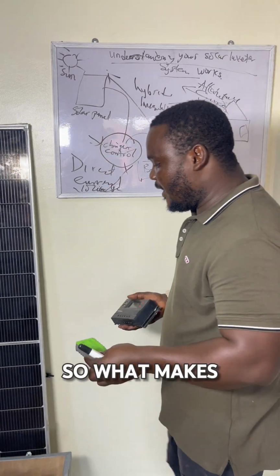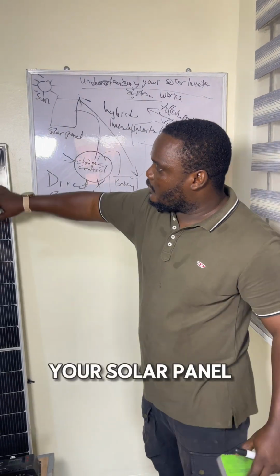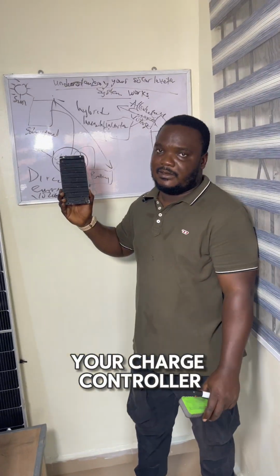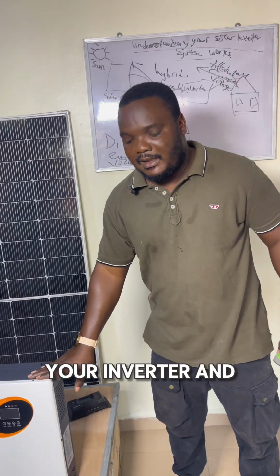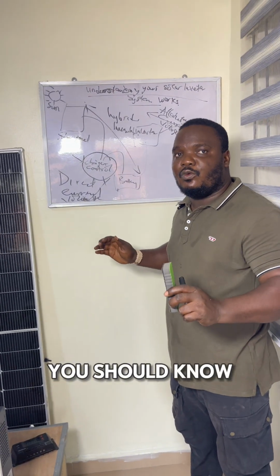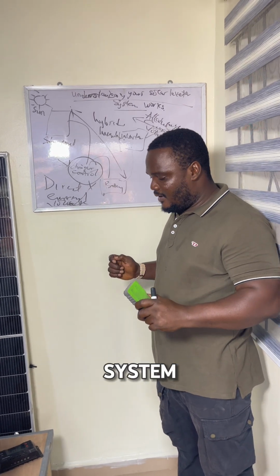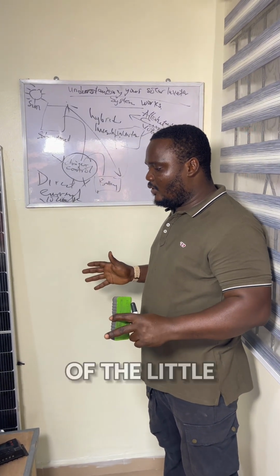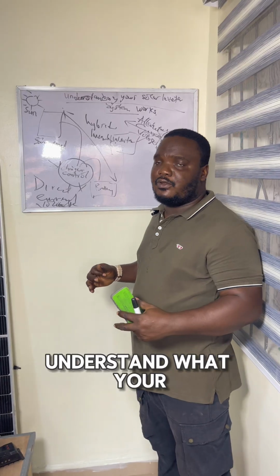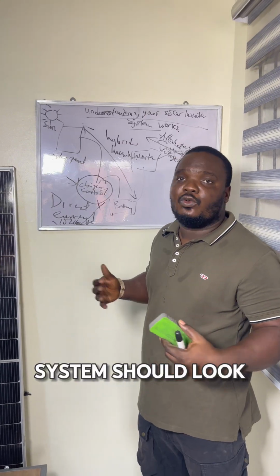So what makes a complete solar inverter system is, one, your solar panel, two, your charge controller, three, your inverter, and four, your battery. This whole system is what you should know and understand that makes a solar inverter system. I hope with the little information that I'm giving you right now, you'll be able to understand what your solar inverter system should entail and what the system should look like to you.